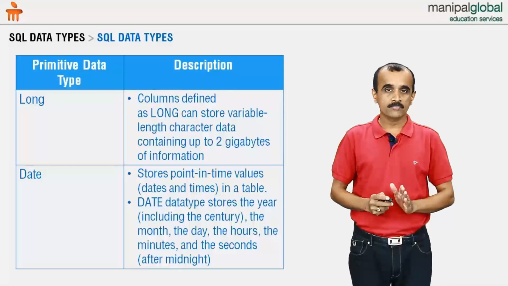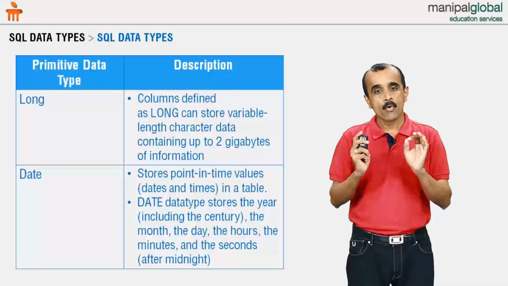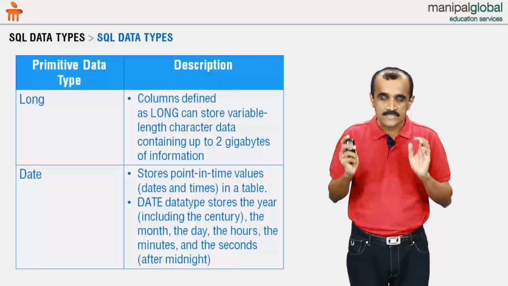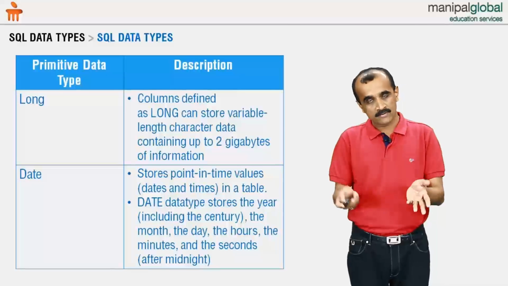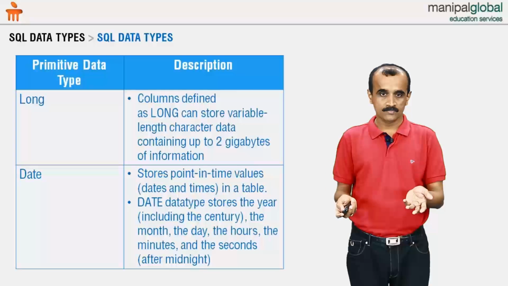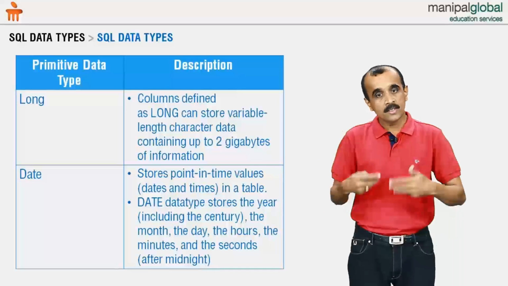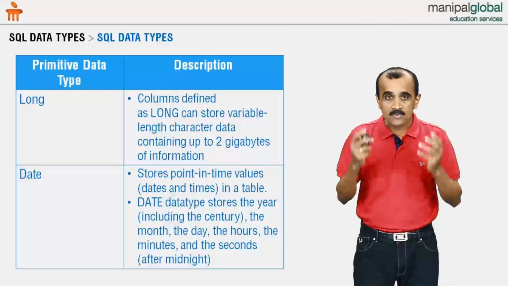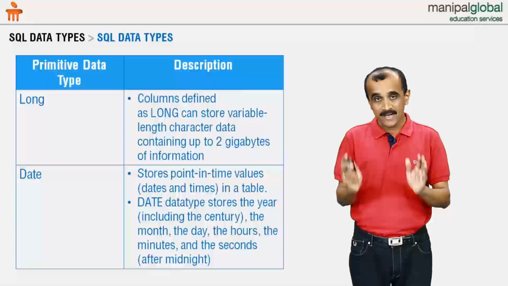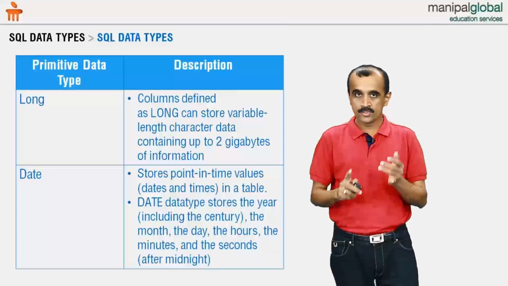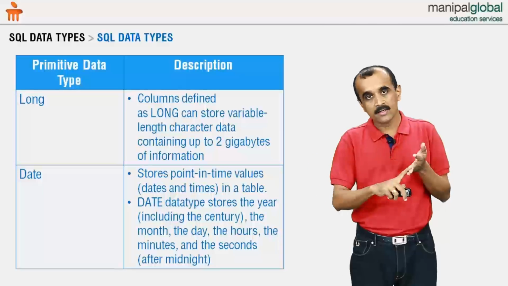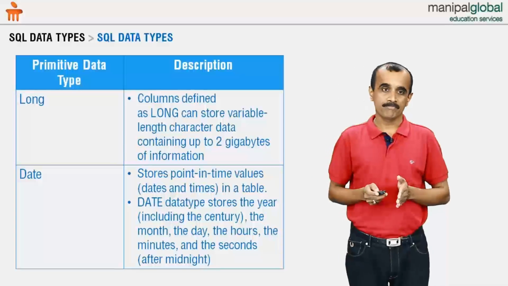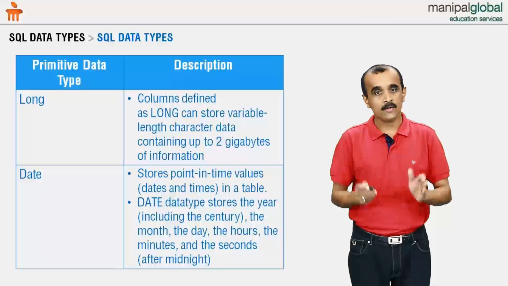Next primitive data type is date. This is the most common one. It stores point in time values in a table, dates and times. When I say date, employee date of birth is there, joining date is there, right. It shows the year including the century, the month, day, hours, minutes as well as seconds. A date column stores along with day, month, year, also the hours, minutes and seconds. That is a speciality of the date column.